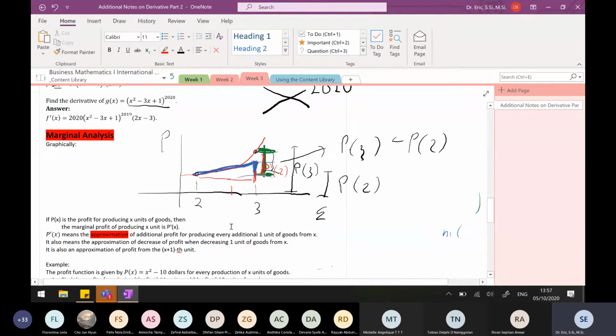What do you mean by additional profit for every additional 1 unit? So if I go 1 unit, it adds to the profit by P prime 2, and it means the approximation of the profit for producing the third unit. What does it also mean? It also means the approximation of decreased profit.